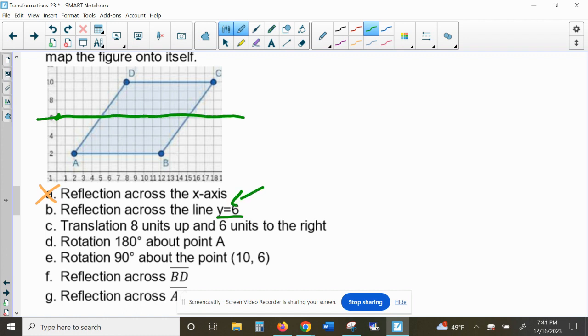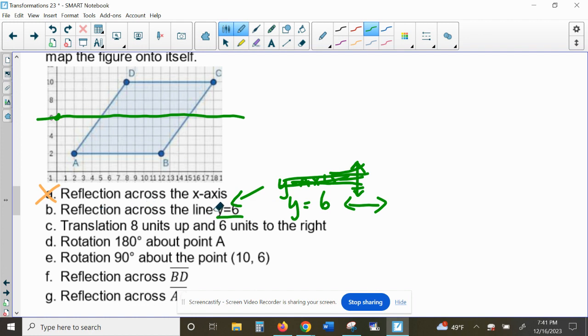Remember, a line that says y equals, we always mess that up, because if you think about the y-axis, that's going up and down, right? But when you have y equals a number like 6, it's going to be going this way. So it's kind of backwards in your brain. So try to remember that. Just because the y-axis goes up and down does not mean y equals 6 does. So that's this line right here.